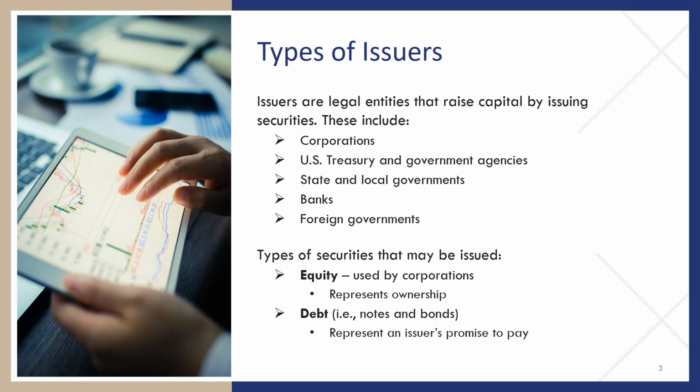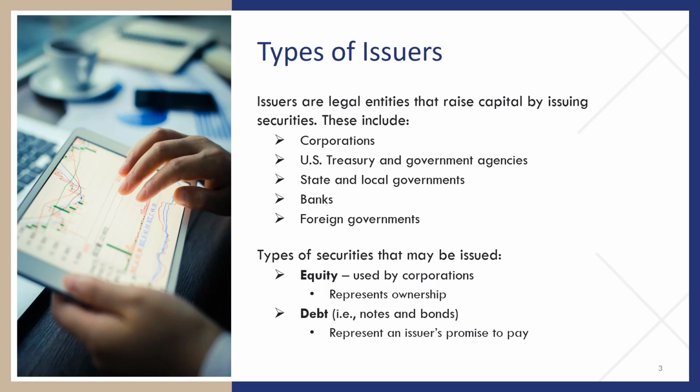All of the entities listed can sell debt, which is the second type. So equity represents ownership. Debt or bonds represent the issuer's promise to pay. And debt will be covered in great detail in chapters 4 and 5 of the SIE course. Debt could be issued by all these entities where they're borrowing money, where equity would only be issued by a corporation. So if a company, let's say Dropbox or Spotify, decided to go public and they sold off a percentage of their company, that's referred to as equity.